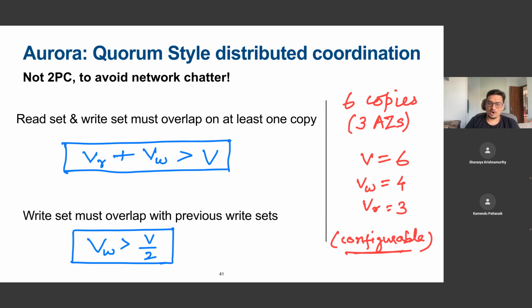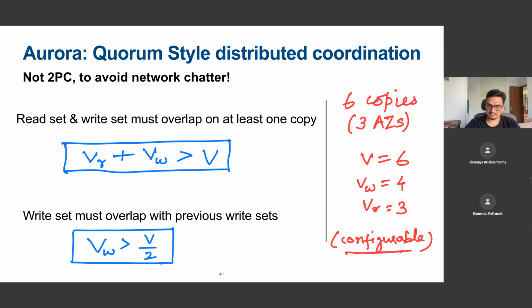So Aurora uses quorum style distributed coordination. V is your number of copies of the data that you want to write. Let's probably take the example and then we'll generalize it. The example is there in the red ink. In a typical setting, they would have 6 copies of data distributed across 3 availability zones in AWS. So V equal to 6. And then you write at least 4 copies. So 4 of them have to acknowledge, I have written this, or I'm ready to write this. And when you read, you have to have at least 3.